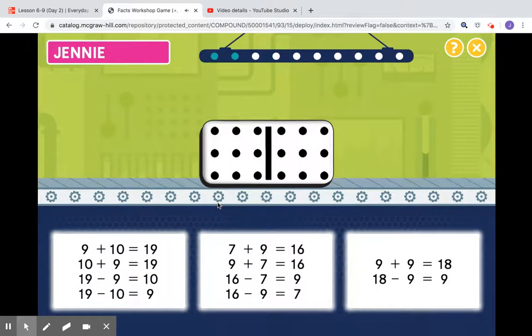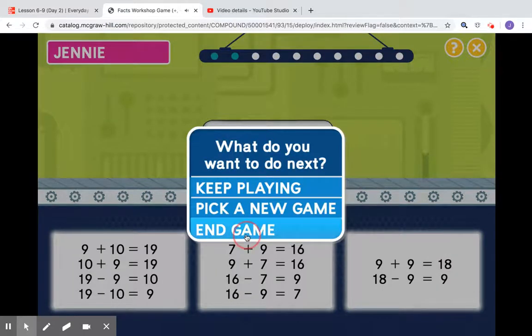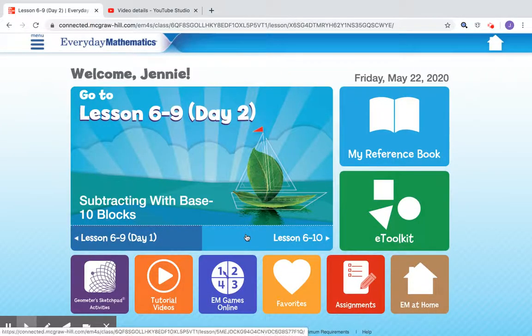So you're going to keep playing, and then once you reach the 10 here, you get to go on to another level. So then when you're done, you're going to click X, end the game. And boys and girls, we are done with lesson 6-9, day 2 for today.